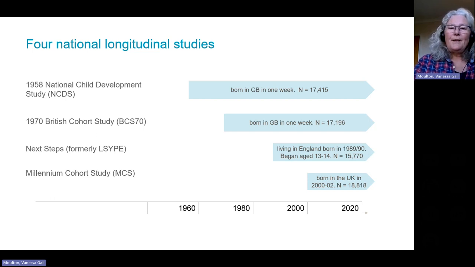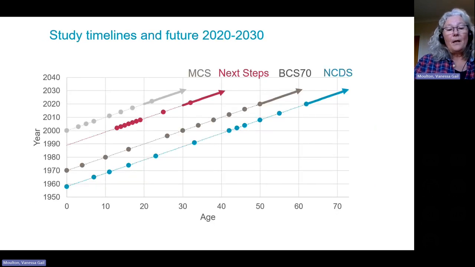Next Steps is slightly different from the other three in that the study began when they were aged 13 to 14 and was initially run by the Department for Education up to age 20. It's England only and has just under 16,000 participants. And then finally, the Millennium Cohort Study, who were born in the UK from 2000 to 2002, has around 19,000 participants.